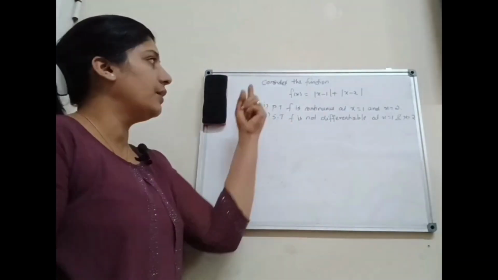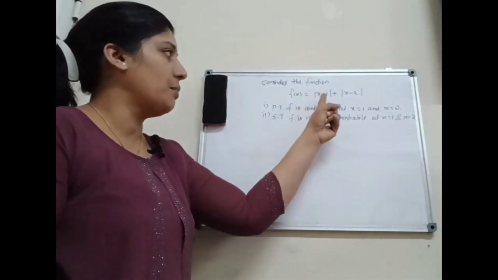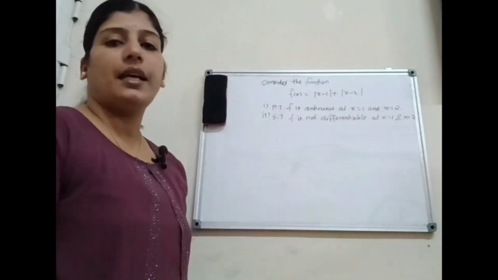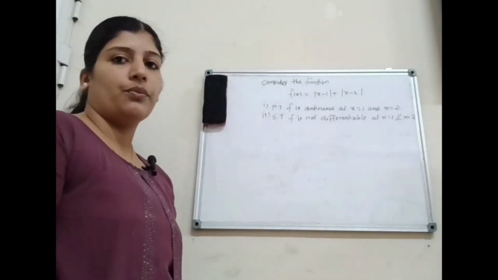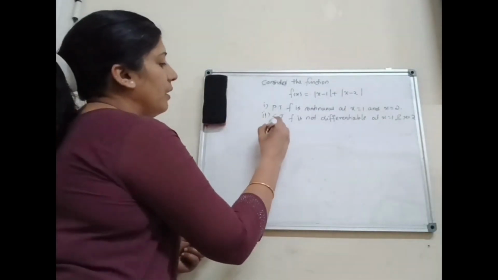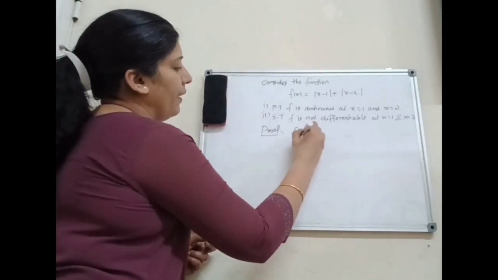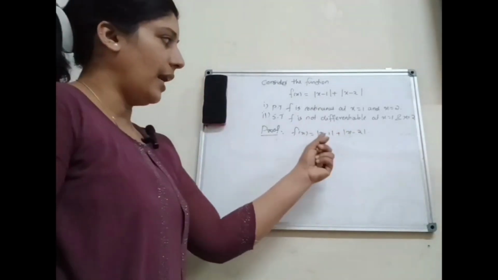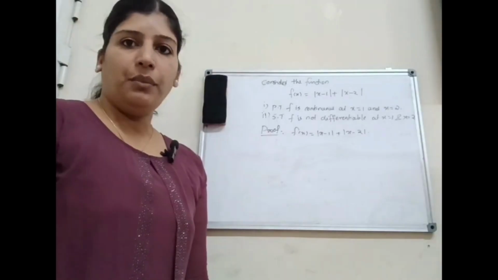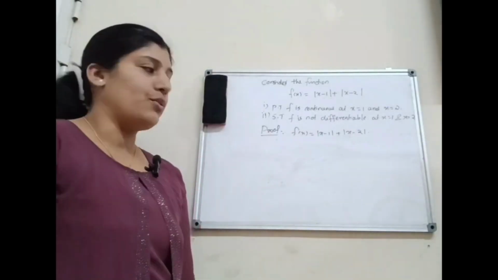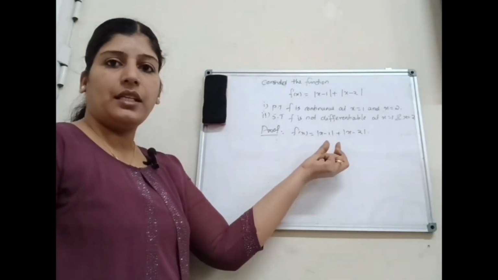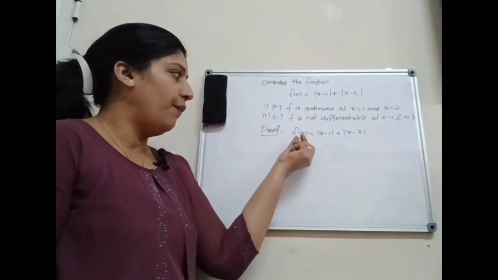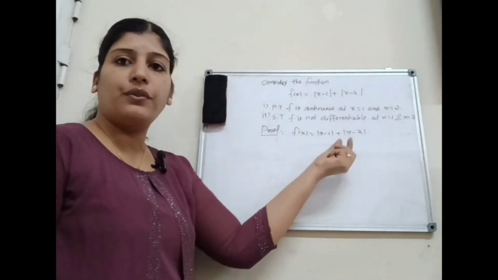Consider the function f of x equal to mod x minus 1 plus mod x minus 2. First question, prove that the function is continuous at x equal to 1 and x equal to 2. Here, the given function is f of x equal to mod x minus 1 plus mod x minus 2. Now here x minus 1 and x minus 2 are polynomial functions. We know that they are continuous. And mod x is a modulus function, which is also continuous.